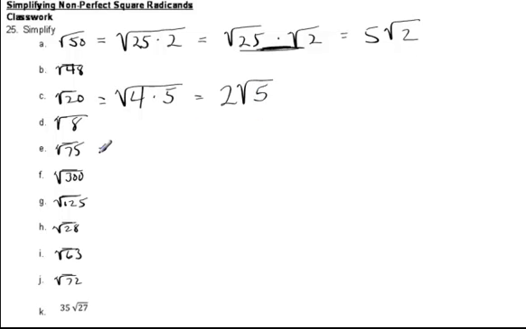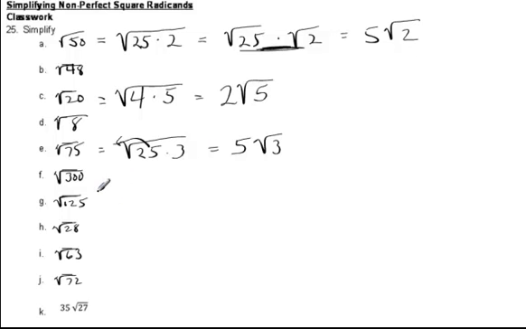Okay, E. Square root of 75. What perfect square is within 75? 25 does. So that would be 25 times 3. All right, so now find the square root of 25, which is 5. That guy got out of jail. And then I still have this other guy in there, square root of 3, because he's not perfect.